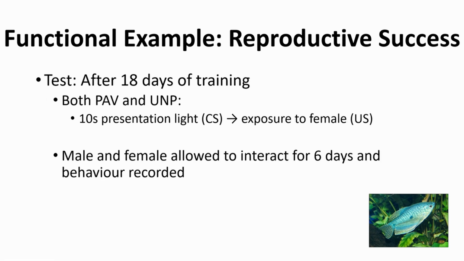So after that training had occurred, both groups were then given a test where they would have this 10-second presentation of our light, which by this point, because the training had happened, because the conditioning had happened, it should be a conditioned stimulus. And after that, they have exposure to the female. I guess it should be a conditioned stimulus specifically for our Pavlovian conditioned group. It should still be nothing to our control group if everything goes the way we want it to go.